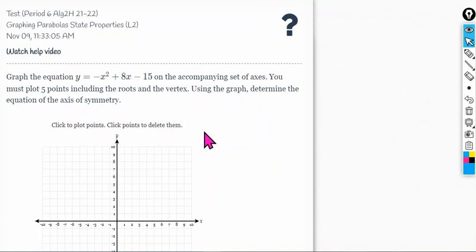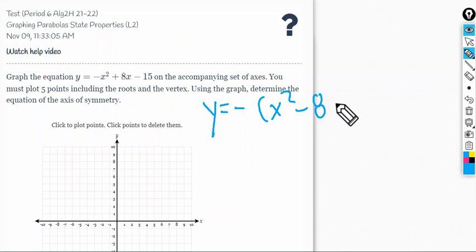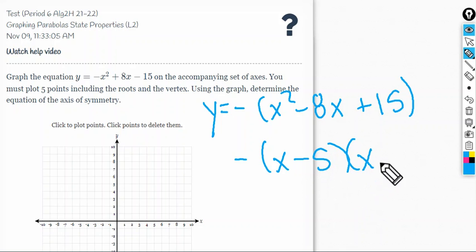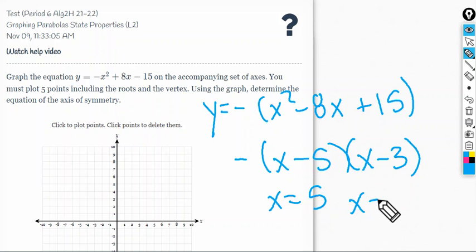Okay. So how do you graph? You factor it. So I'm going to take the negative out. x squared minus 8x plus 15. And then it factors to x minus 5 and x minus 3. So the x-intercepts are 5 and 3, which is factoring and solving. So we get 5 and 3. Now those points are really close together.